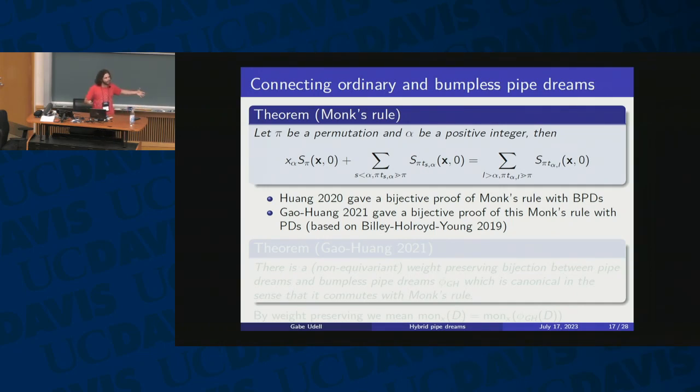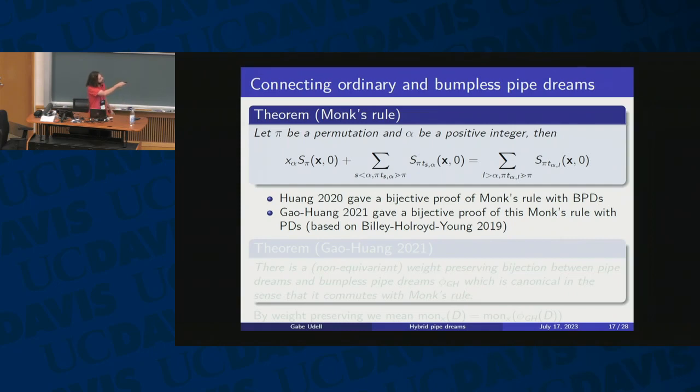So a combinatorial proof of this formula looks like a map which sends pipe dreams on the left-hand side to pipe dreams on the right-hand side, or bumpless pipe dreams on the left-hand side to bumpless pipe dreams on the right-hand side. And these proofs have been done. A note on this second one: I think a combinatorial proof of Monk's rule was first done by Bergeron and Billey in a slightly different way.